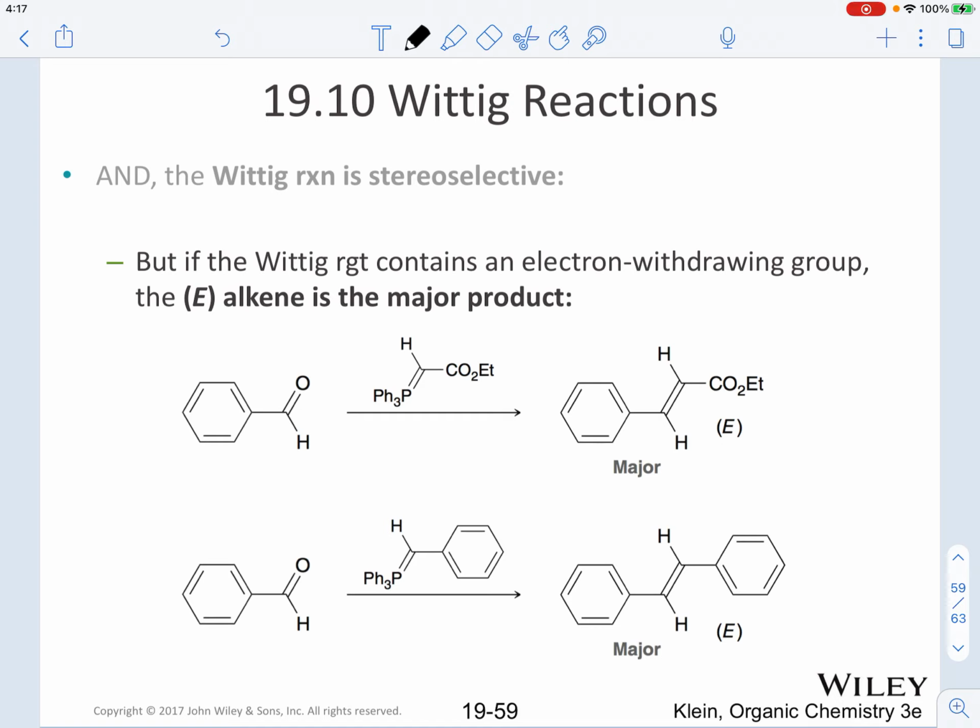But if the Wittig reagent contains an electron withdrawing group, as you can see here, we have an ester motif, then the major product for the reaction is going to be an E, in other words, a trans alkene. So as you can see here, we have two examples. Our Wittig reagent in the top part contains an ester motif. That's why the major product is the E configuration of our alkene. In the bottom example, you can observe that we have a benzene ring present in that Wittig reagent. And again, whenever we have an electron withdrawing group in our Wittig reagent, remember the stereoselectivity that we're going to have for the product.